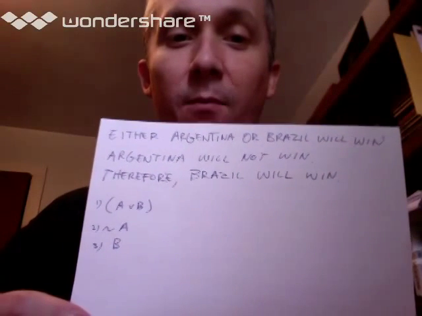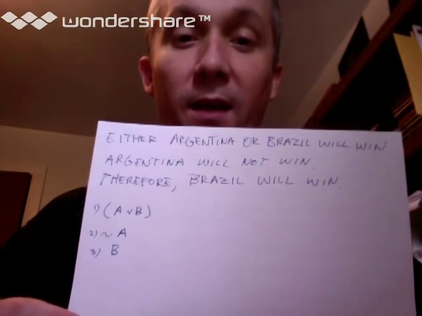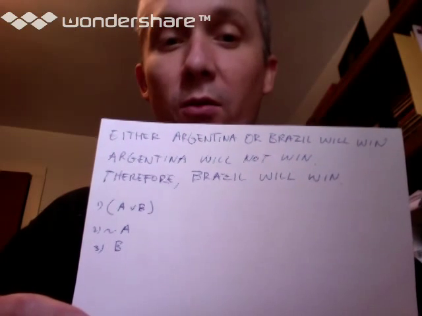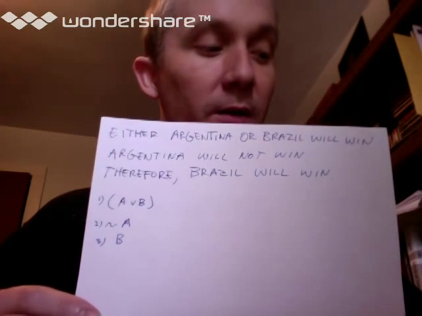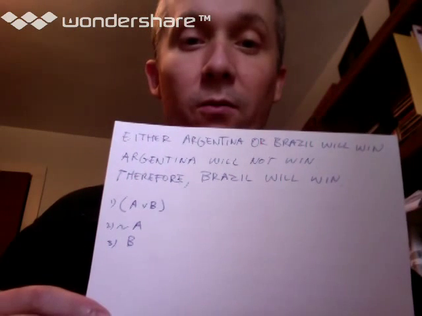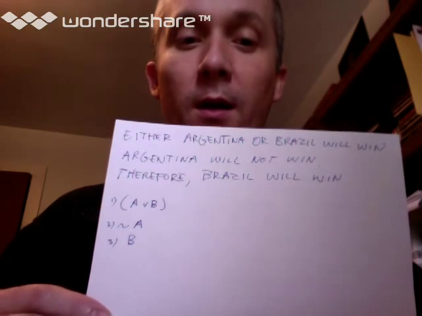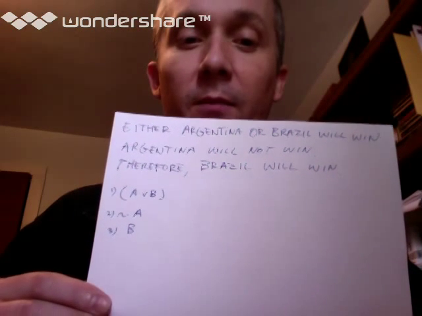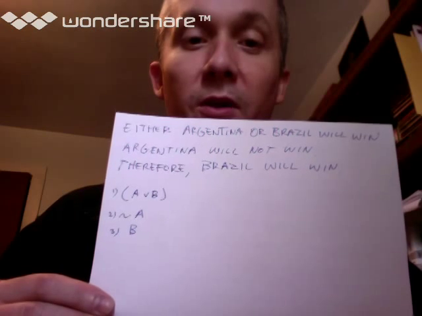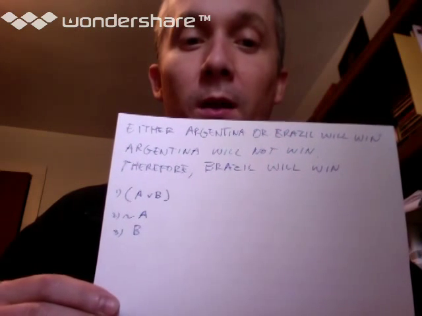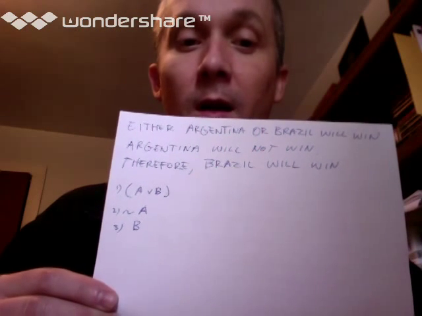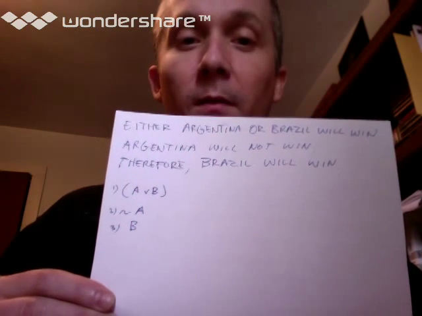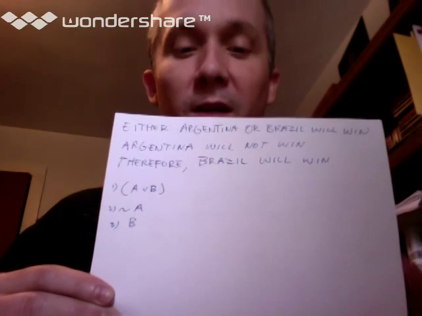Here's what we have. I use A to symbolize Argentina winning. I use B to symbolize Brazil winning. And I use the logical operator, which is our wedge, which helps us symbolize "or." And then you can see in the second premise I use a tilde, which is for negation. So it just reads either A or B, right? Not A, therefore B. Okay, so there's my symbolized argument.